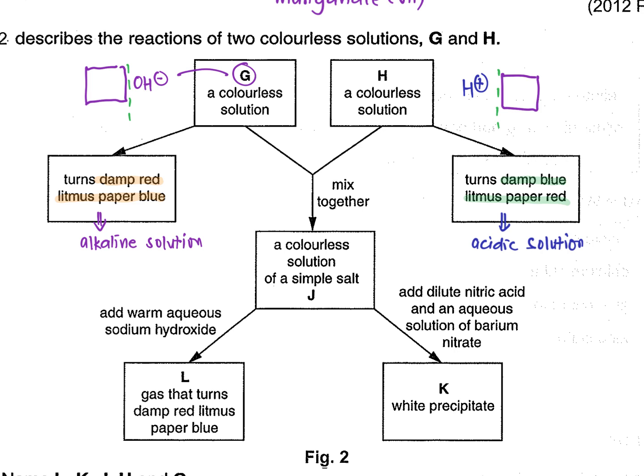So the answers will be from the next part of the flow chart. Okay, so you realize that you have an alkaline solution mixing with acidic solution, so you end up forming a salt. What you need to do is identify what is this simple salt formed, because from the salt you are able to figure out what is the positive ion for G and what is the negative ion for H. Alright, so you move down to the next part of the flow chart.